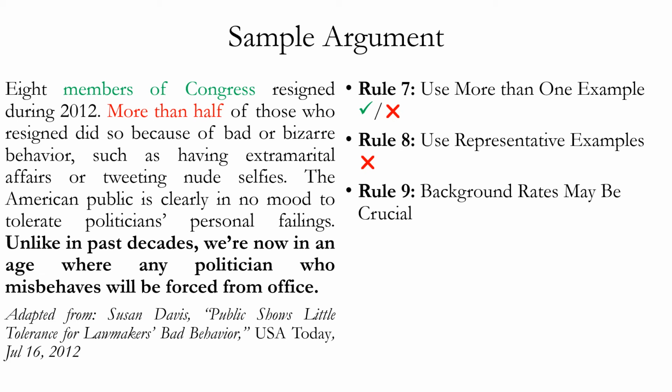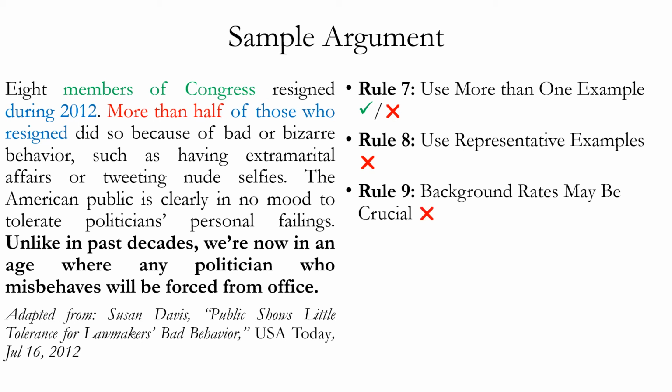We need to know how the current rate of resignation compares to that of previous decades. So look at the phrases we get in the first two sentences. First, it's talking about members of Congress who resigned during 2012 only. And then secondly, it's saying that more than half of those who resigned did so because of bad or bizarre behavior. Now, both of these phrases can be clues to evaluate Rule 9 for this argument.